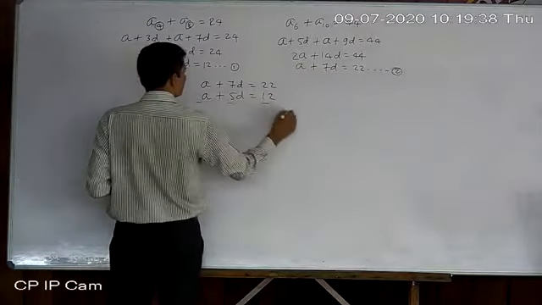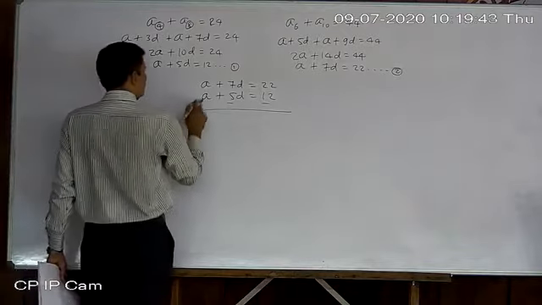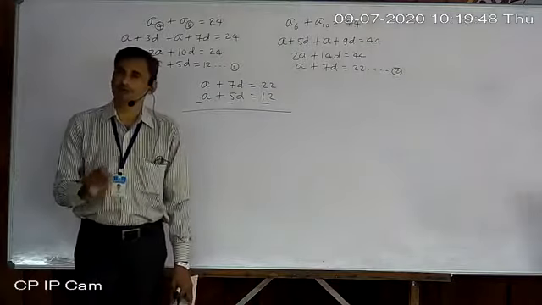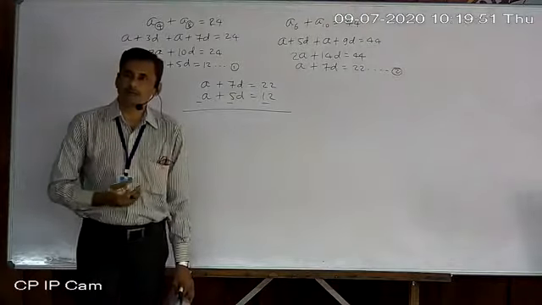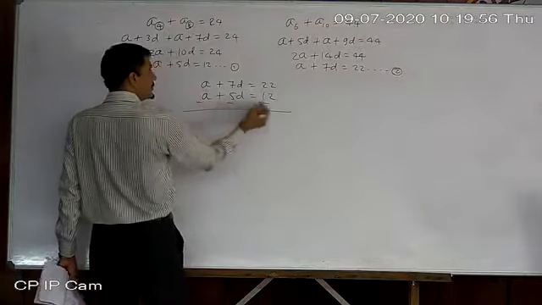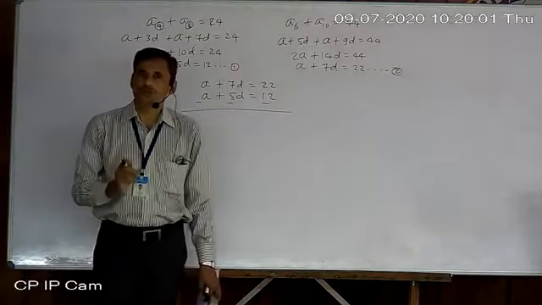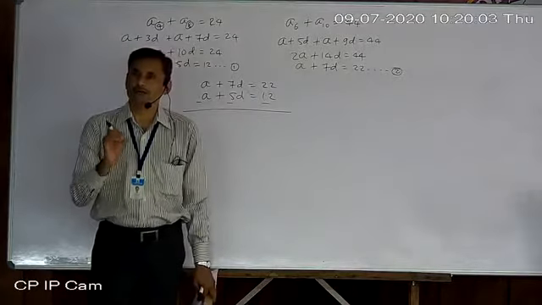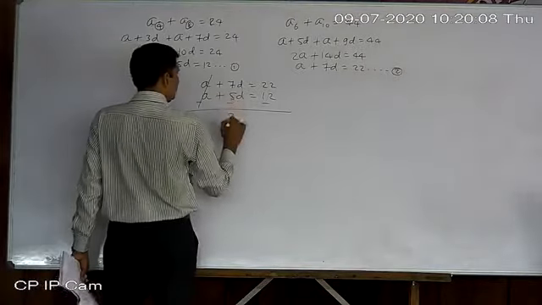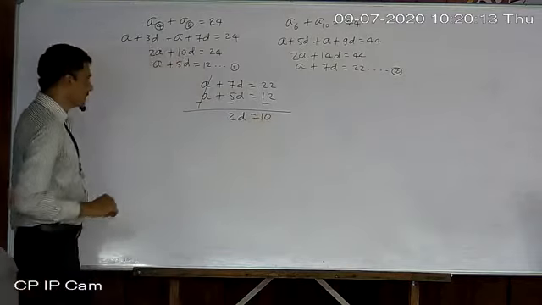Now subtract the first equation from the second one. Why? Because the signs of A are equal. If they are opposite, then only we can eliminate that particular variable. So we have to subtract the whole equation, not a particular term. To subtract any equation means to convert the sign to opposite for each and every term of the other equation. Now A cancels out. 2D equal to 10. So D equal to 5.